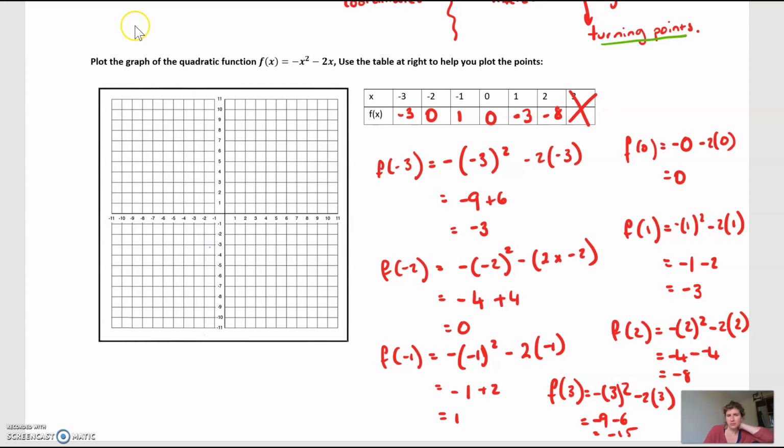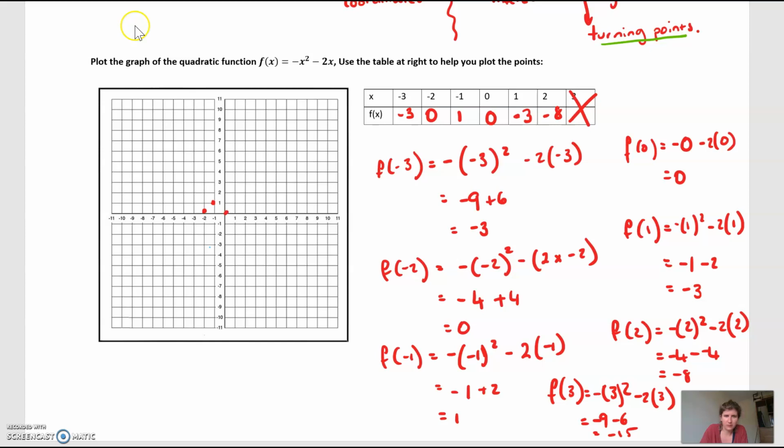Okay, so now we can go through and plot this. What you'll notice with this one, a little bit different, is that we've actually got a biggest value, not a smallest value. It's still a turning point because it reaches what we call a maximal condition and then turns around, but it's a maximum, not a minimum. So that's at (-1, 1), so that's there. Then we have (-2, 0) and (0, 0).